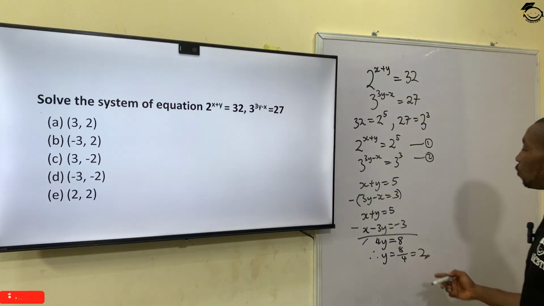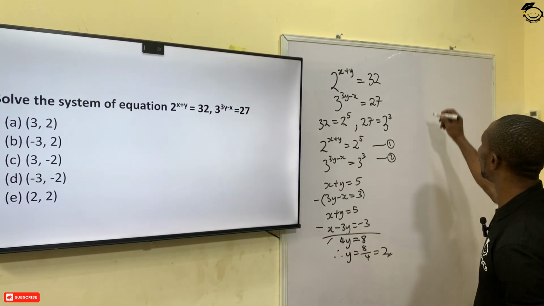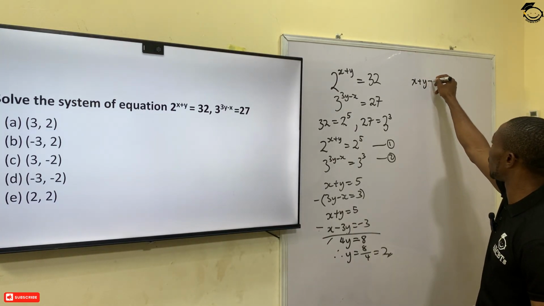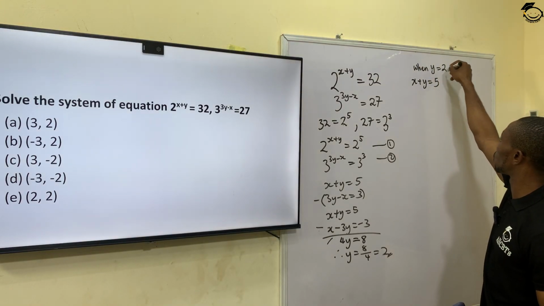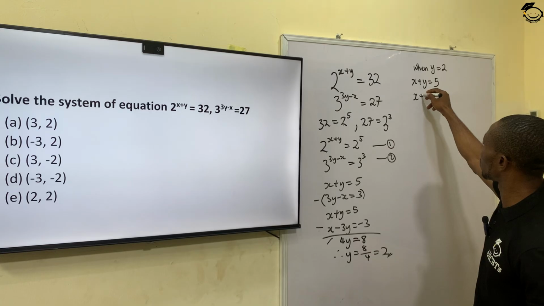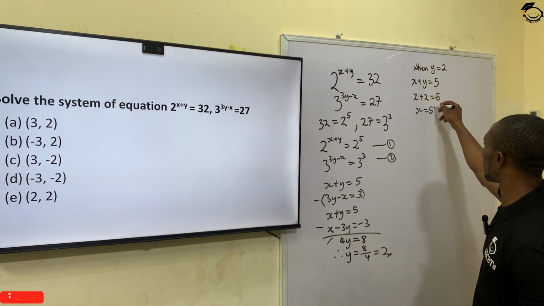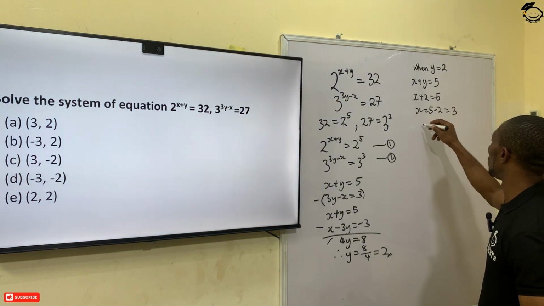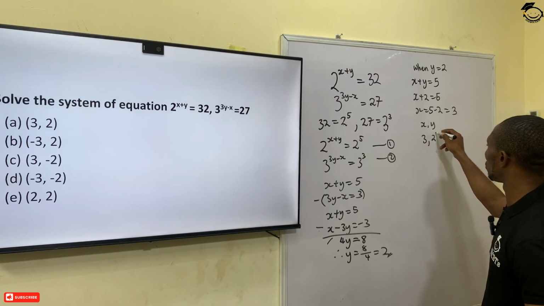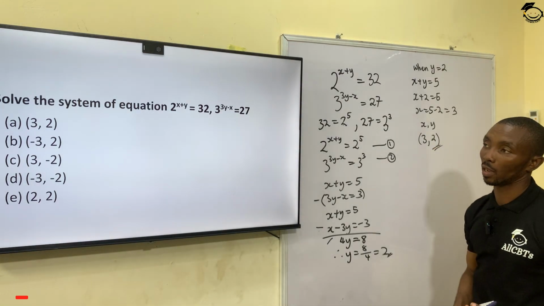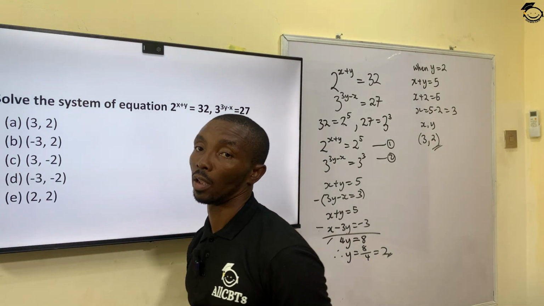Now, knowing that the value of y is 2, substituting into our equation 1, where we have x plus y equals 5, when y equals 2, this becomes x plus 2 equals 5. X equals 5 minus 2, which gives us 3. So our value of x and y will be 3 and 2, which is our option A.